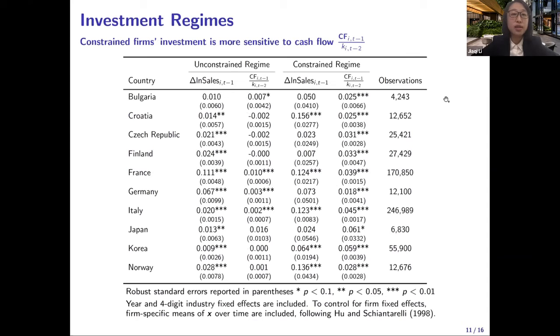And in this slide, I want to show that constrained firms' investment is more sensitive to cash flow. So you can see the coefficients in this column for cash flow under the constrained regime tend to be significantly positive and much larger than the coefficients on cash flow under the unconstrained investment regime.